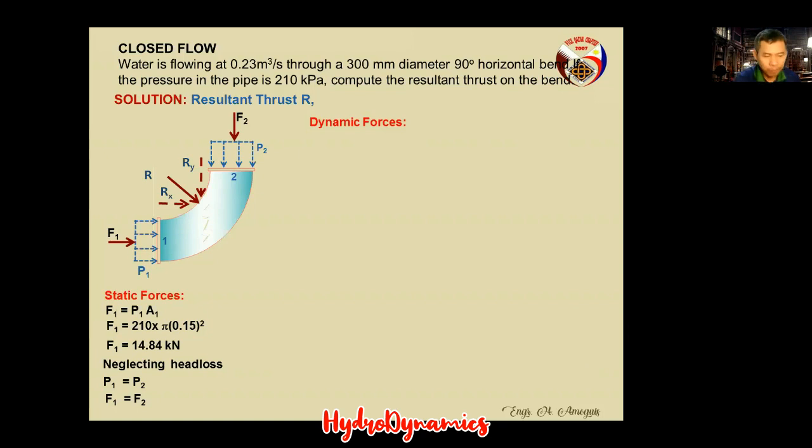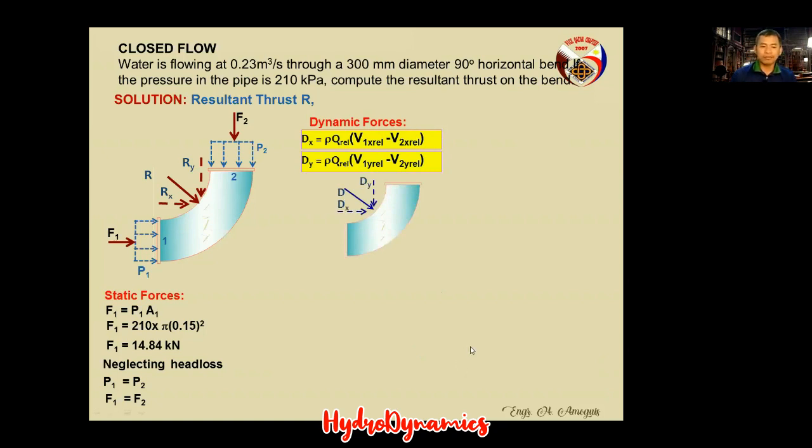Yung dynamic force, hindi yung R ha. R is the resultant. Dynamic force is dx, Q, of course, rho Q relative times B relative. No? So, in this case, B1 and B2 parehas kasi parehas ng diameter. So dy ganun din, no? Component. Saan yung dx and dy? Ito 'yon, dx dy. Okay? Okay, ito yung dynamic force.